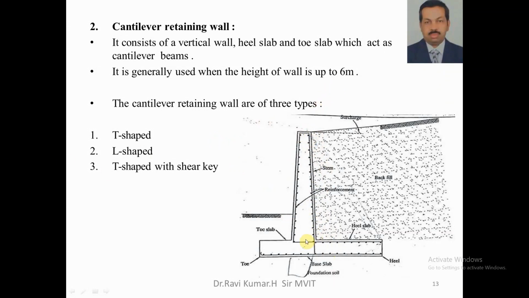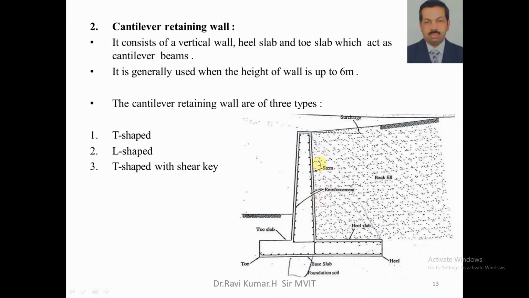So it consists of a vertical wall, which is called a stem. This part is called the toe slab, and this part is the heel slab. In the next class, we shall try to understand the structural action of the toe slab, heel slab, as well as stem, to understand why this kind of reinforcement is provided here.